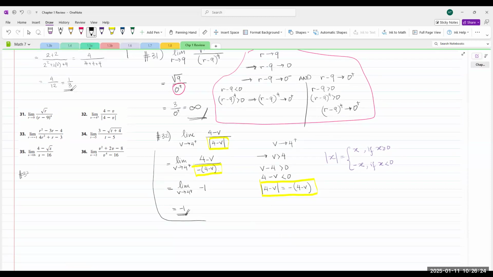Number 33, we have the limit as r goes to negative 1 of r squared minus 3r minus 4 over 4r squared plus r minus 3. Let's try to factor this. One of the prerequisites for this class is pre-calculus or college algebra, at which you should be very, very fluent in factoring already.